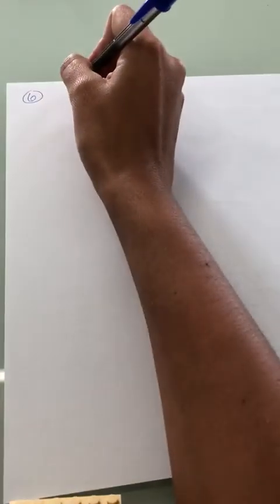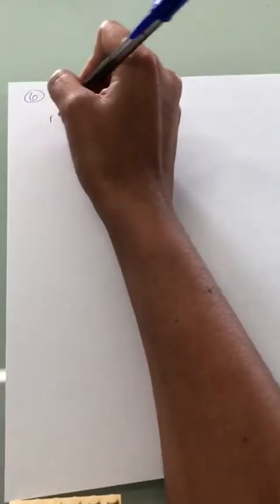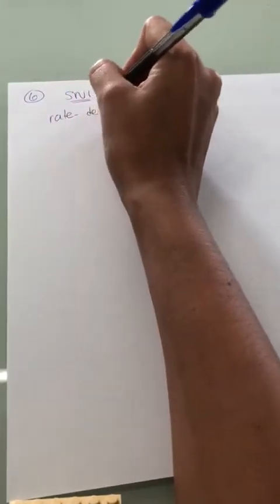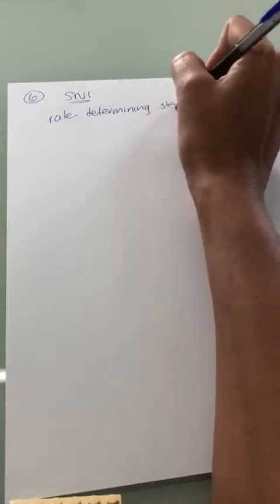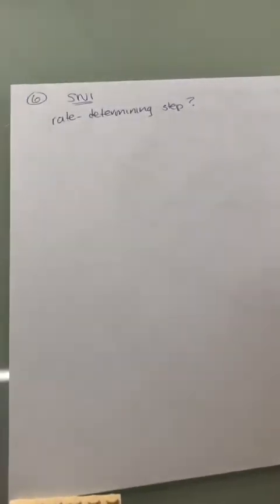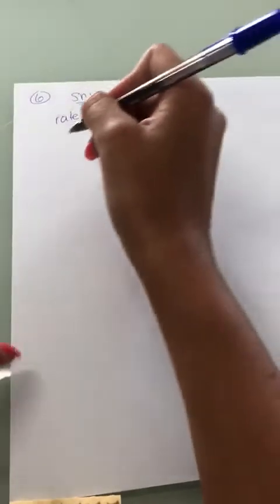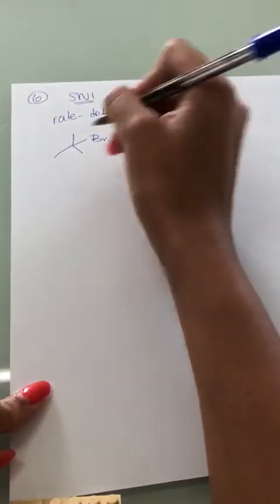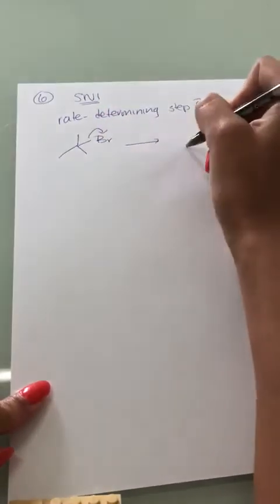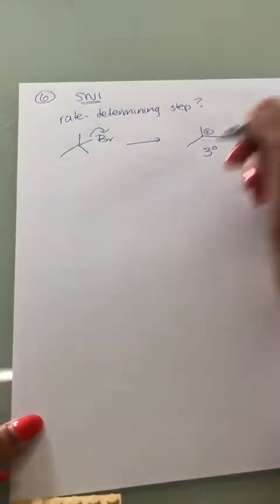So let's take a look at the SN1 reaction. What is the rate determining step for the SN1? For this reaction, it just happens to be the first step, the formation of the carbocation. So let's have a tertiary haloalkane, and it is forming a tertiary carbocation.